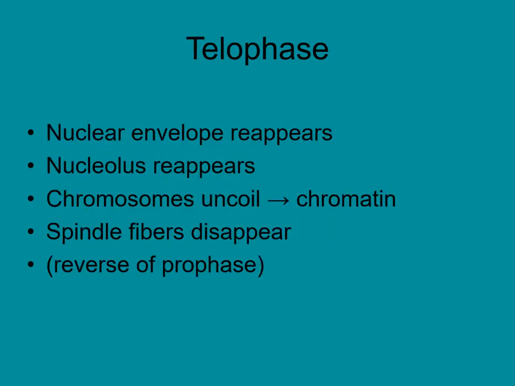Telophase essentially is the reverse of prophase. What's going to happen here is that the nuclear envelope is going to reappear. Your nucleolus starts to reappear. Those chromosomes that were tightly condensed, which you could see under a light microscope, are going to now start to relax and uncoil a bit. Your spindle fibers are going to disappear. So I say it's the reverse of prophase.